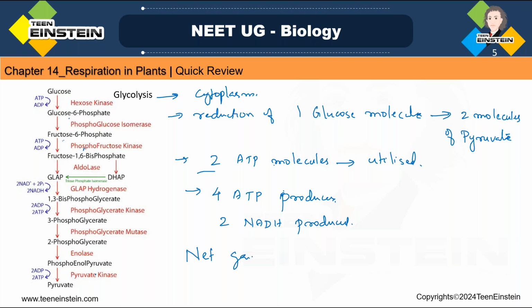So the net gain of ATP in glycolysis, that is 8 ATP molecules. Okay, net gain of ATP molecules in glycolysis is 8 ATP molecules. Clear?